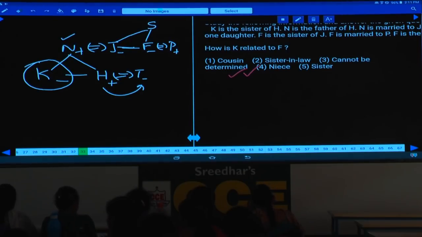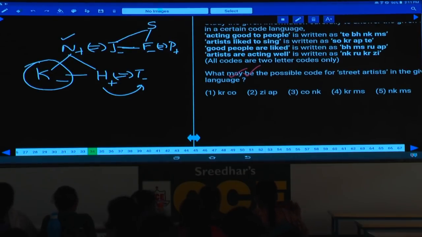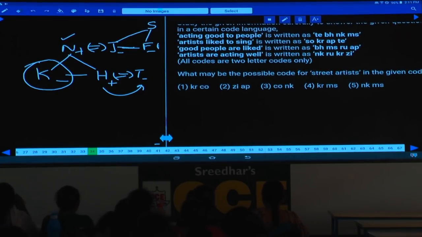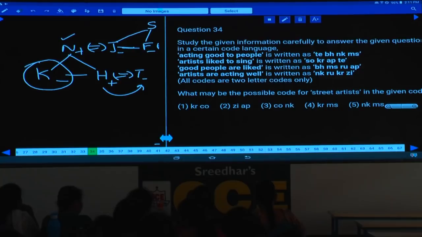Then now question numbers 34 onwards. These question numbers 34 onwards are based on coding and decoding. There are 4 statements.